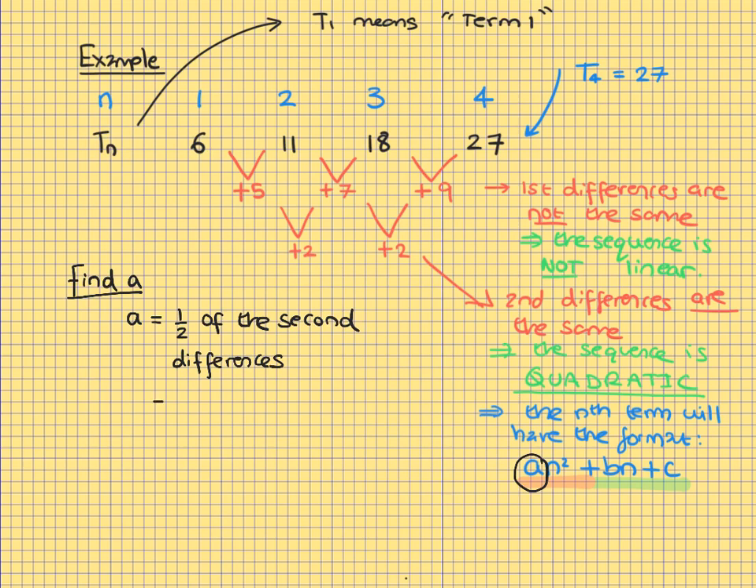So in this case, a is equal to a half of 2, because we can see very clearly that the second differences are equal to 2. A is equal to a half of this value, which is 1. So our nth term will be 1n squared plus bn plus c. And of course, we still have to find the values of b and c.